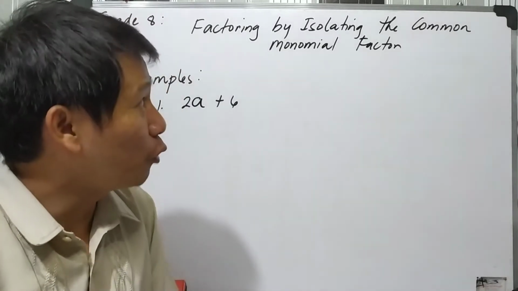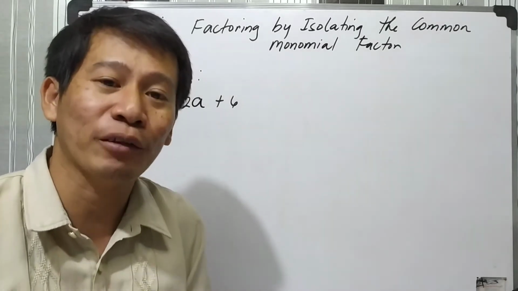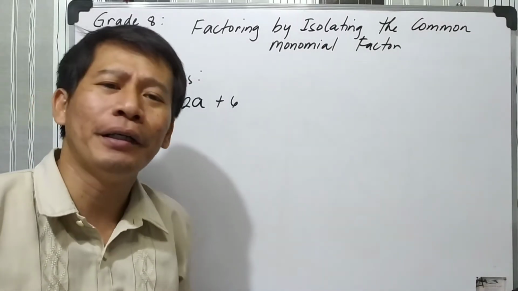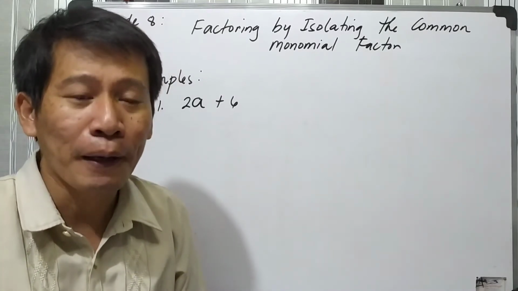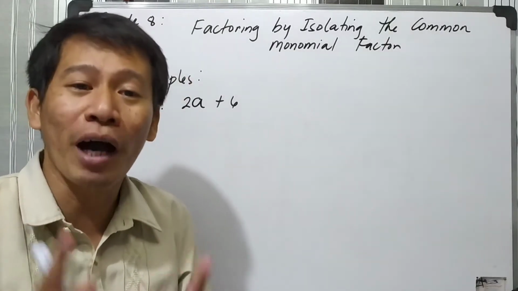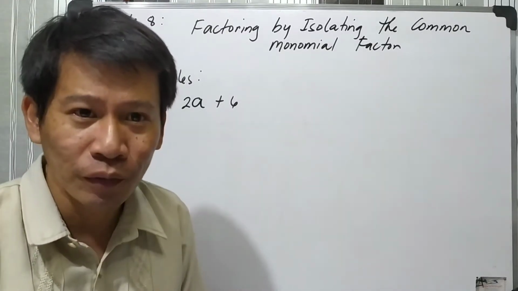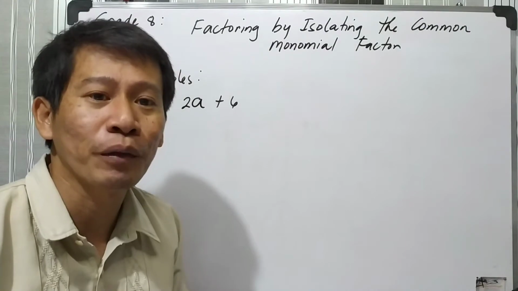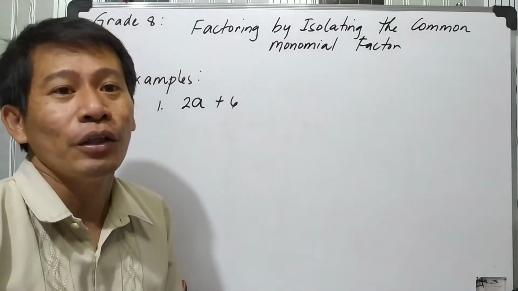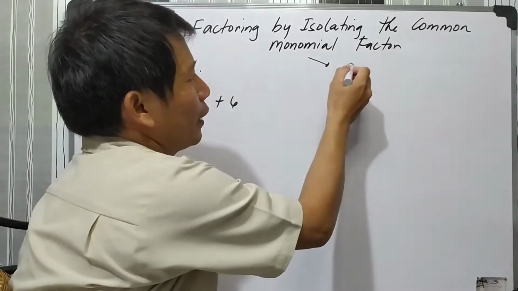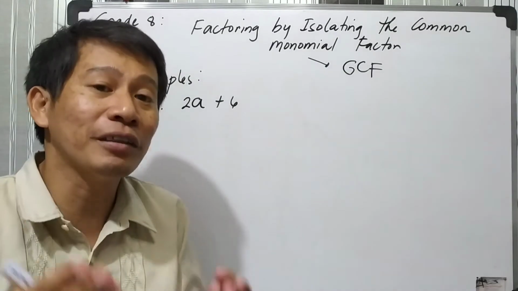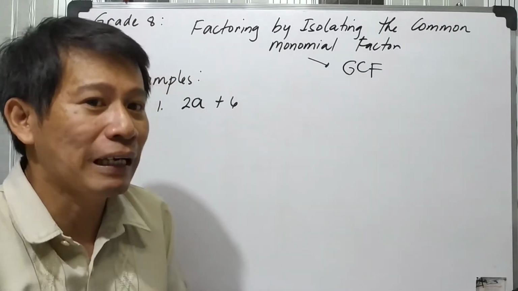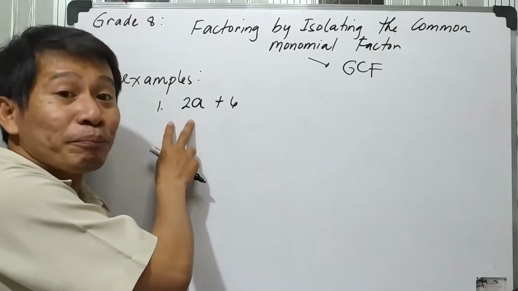Okay, in this video, we're going to talk about one of the methods of factoring, which is by isolating the common monomial factor. Remember, we have different methods of factoring. But in factoring polynomials, you have to consider first this method. How are we going to factor a certain polynomial by the common monomial factor? What is this common monomial factor? The common monomial factor is simply the GCF, or the greatest common factor, of all the terms in your given polynomial.